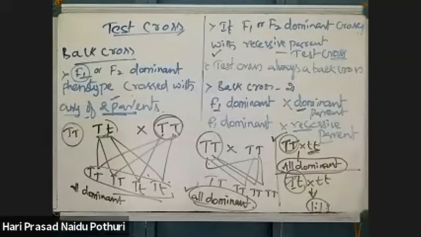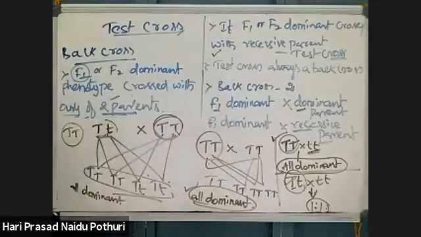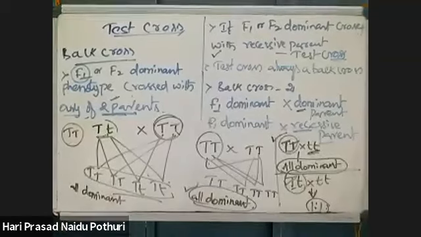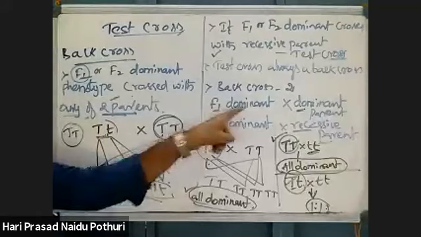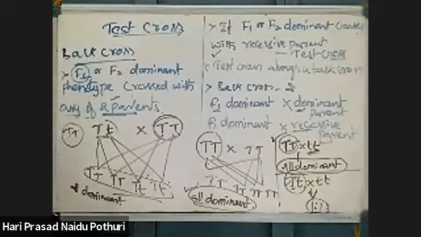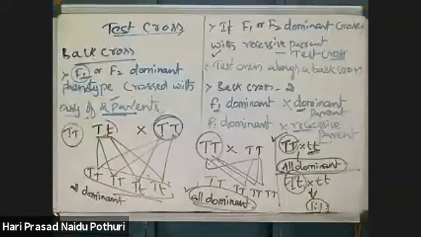F1 hybrid within brackets capital T small t. After this point, write another point. F1 hybrid crossed with homozygous dwarf. Ratio 1:1.